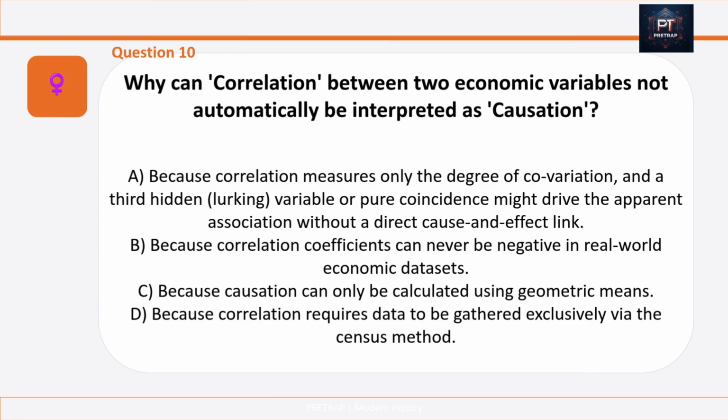Question number 10 is, why can correlation between two economic variables not automatically be interpreted as causation? Option A, because correlation measures only the degree of covariation and a third hidden variable or pure coincidence might drive the apparent association without a direct cause and effect link. Option B, because correlation coefficient can never be negative in real world economic data sets. Option C, because causation can only be calculated using geometric means. Option D, because correlation requires data to be gathered exclusively via the census method. And the answer is option A.